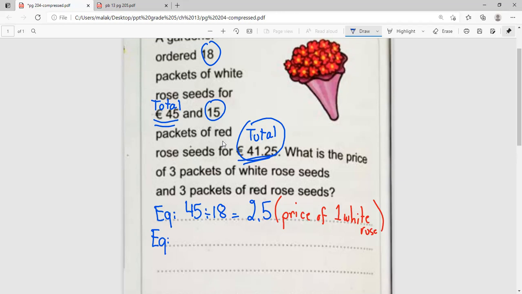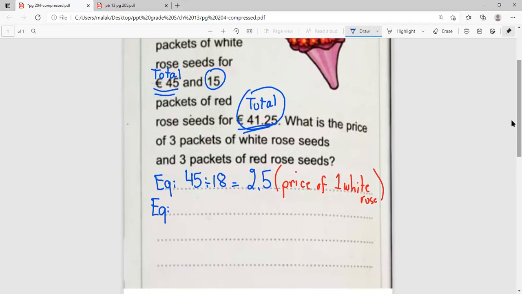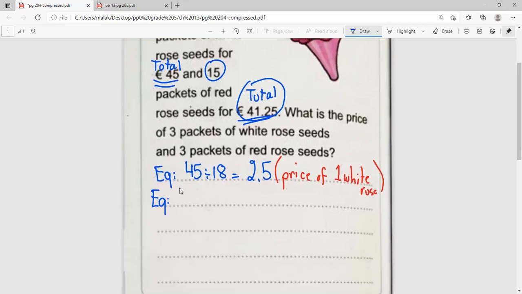Concentrate, Areej, while I'm explaining. So Bilal Shibli, how do we divide 41.25 by which number? By 15. We have 15 red roses. Let's divide them here, Bilal.